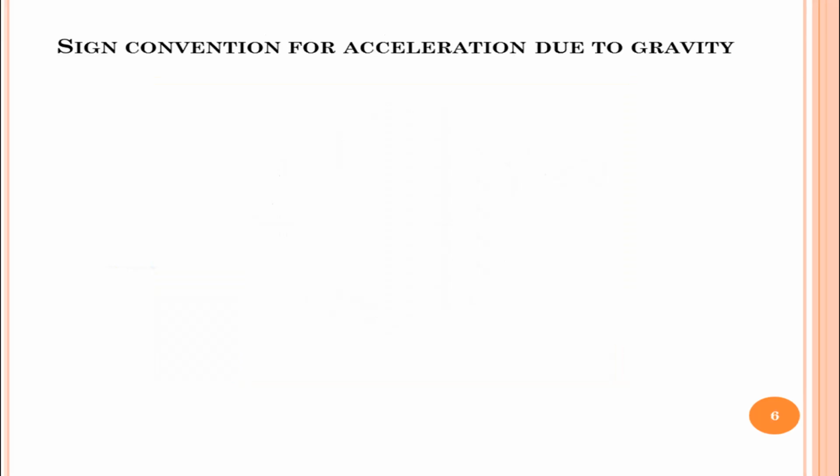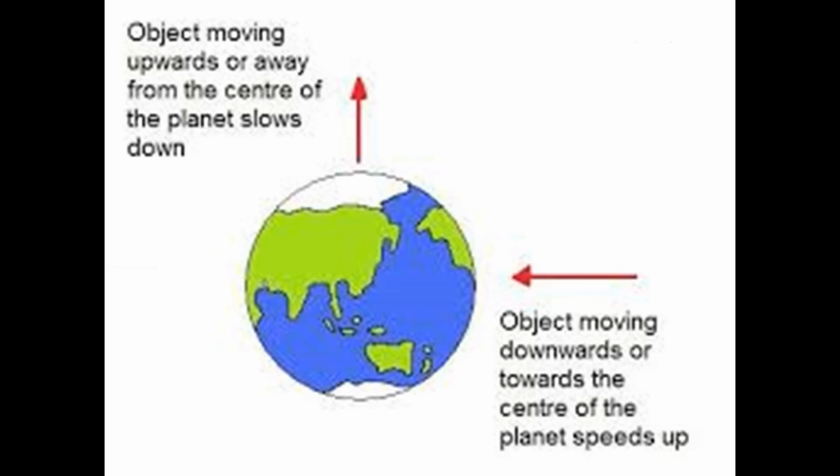Now let us look into the sign convention when the body is in motion under the influence of acceleration due to gravity. When the body is in motion under the acceleration due to gravity, it can either increase its speed or decrease its speed. For example, when a body is falling down, its speed will increase, while when the body is thrown up, its speed will decrease. So, in one case, the acceleration due to gravity is increasing the velocity. In another case, it is acting like a deceleration and reducing the velocity.